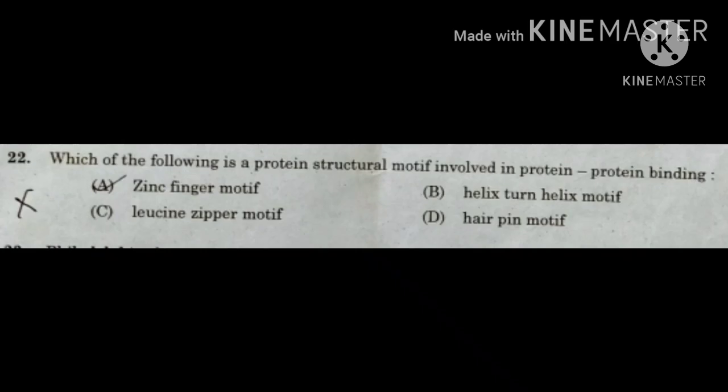Okay, look at the question once again. Now you people know the correct answer for this question. The correct answer for the question is option C, leucine zipper motif. It is mainly involved in protein-protein binding. Okay, whereas zinc finger motif is involved in binding with either DNA or RNA. Helix turn helix motif is involved in the binding with DNA, especially with what? Major groove of DNA. Whereas hairpin motif is involved in what? Protein folding. Okay. So the answer for this question is option C, leucine zipper motif.